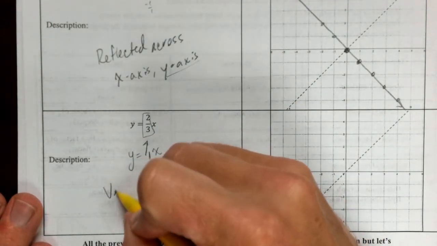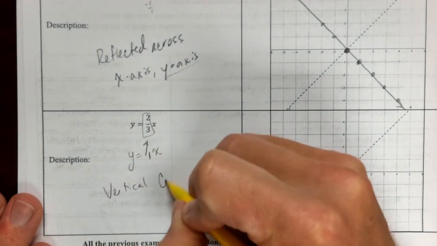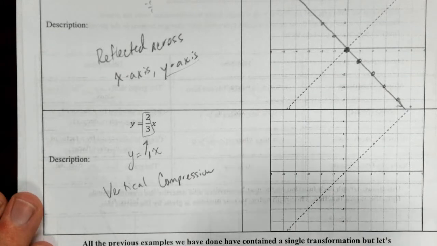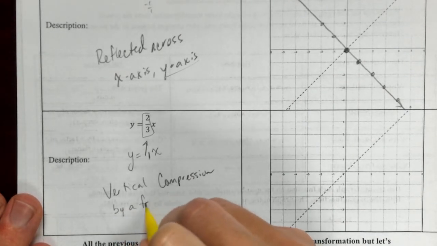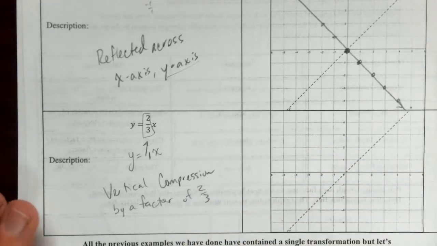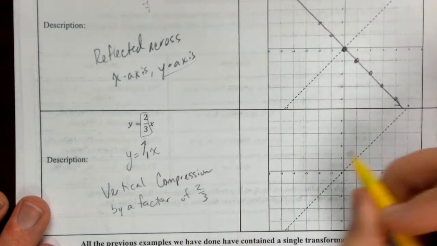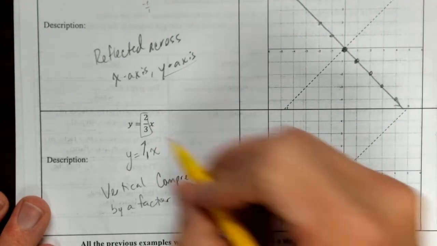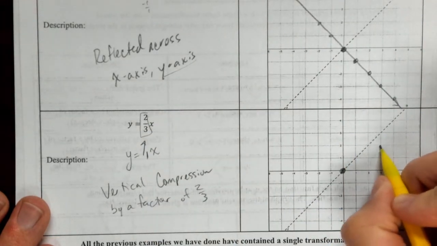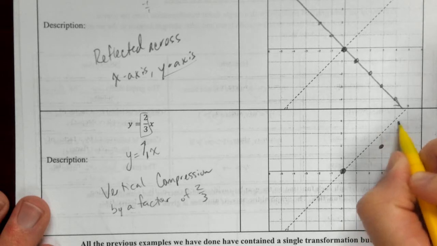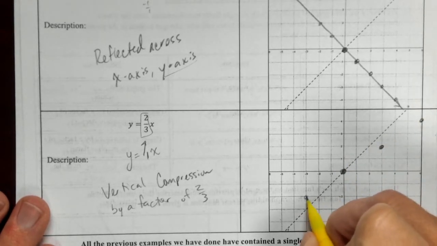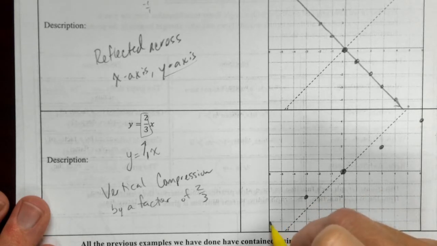Again, when your slope gets smaller, it's a vertical compression by a factor of 2/3. So let's graph this right here. Again, the y-intercept is at the origin. We're going to go up 2 over 3, up 2 over 3, up 2 over 3. We can go backwards. We can go down 2 over 3, down 2 over 3.